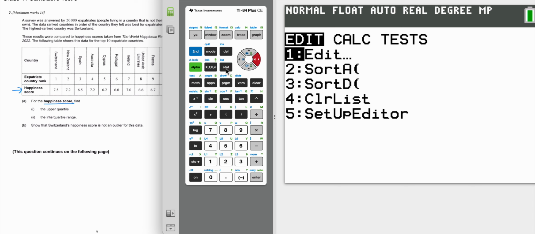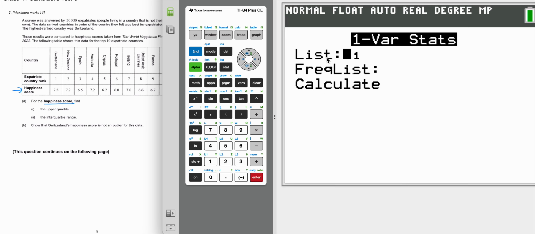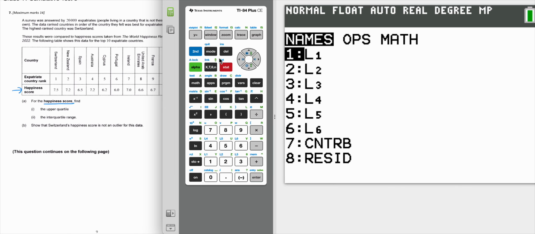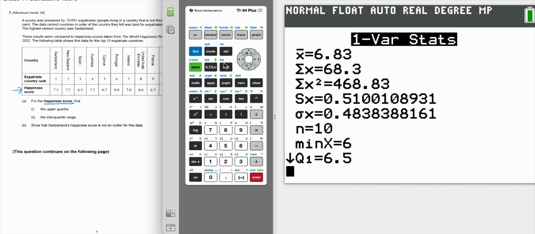So we go to statistics, calculations. It is only one variable at this point; we're just looking at list 2 and trying to find the statistics on that. We do need to change this so the calculator knows to look at list 2. Second function stat opens up the list options, and we can change it to list 2 and then calculate.